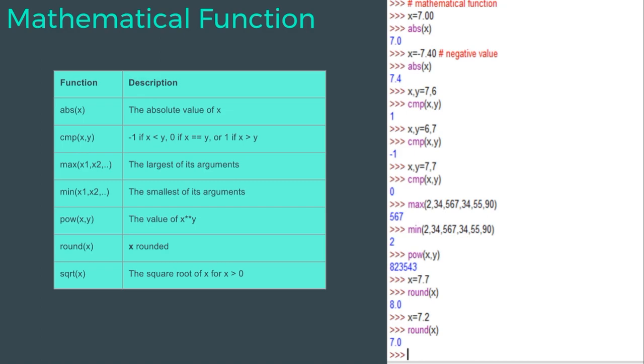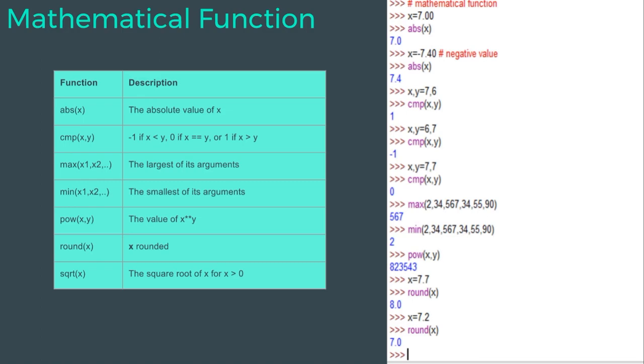Now if you want to find the largest number from the arguments, you can use the max mathematical function. Just write max in small brackets, list of numbers. Here max(2, 34, 567, 34, 55, 90). In that, the answer will be 567 because the maximum value in that list is 567.